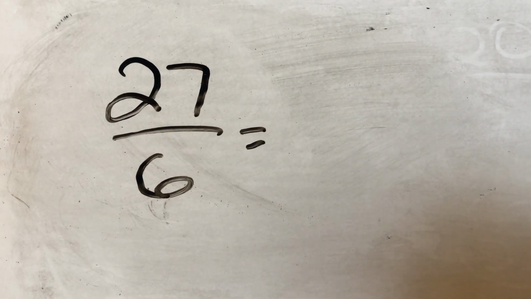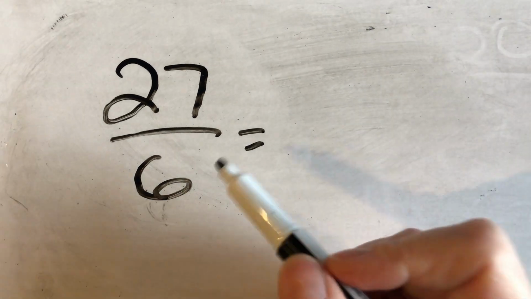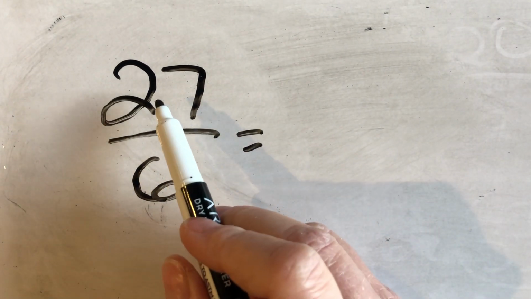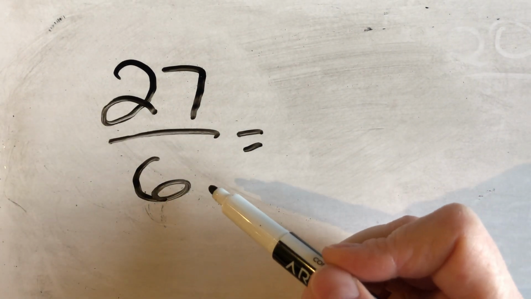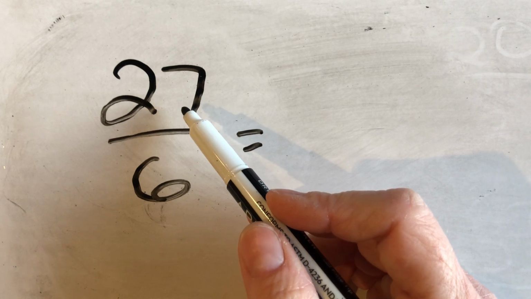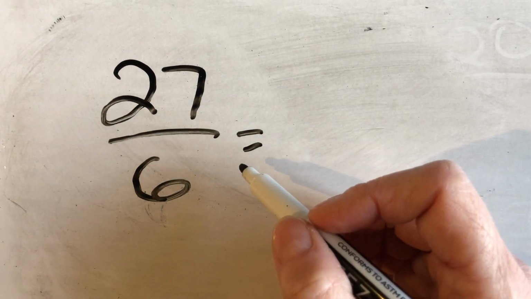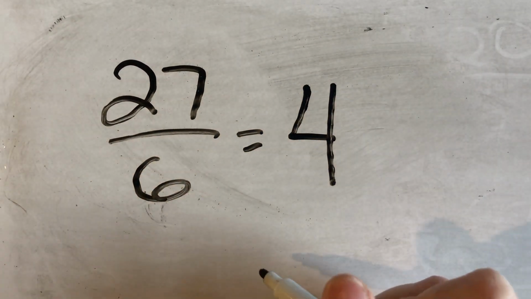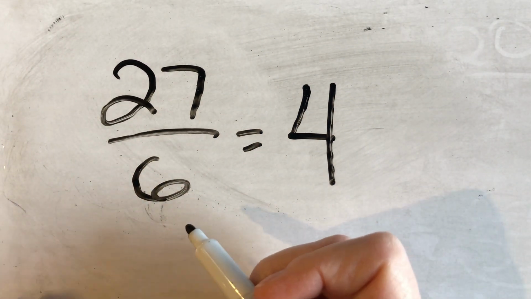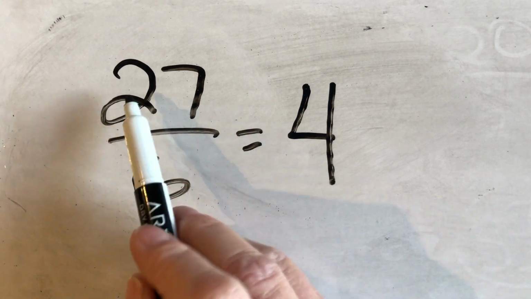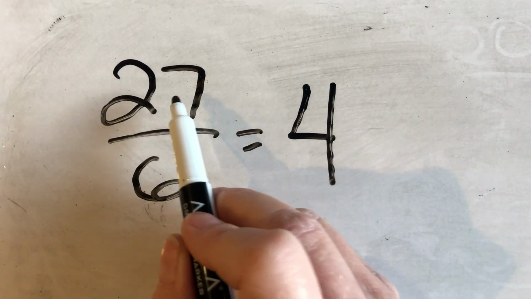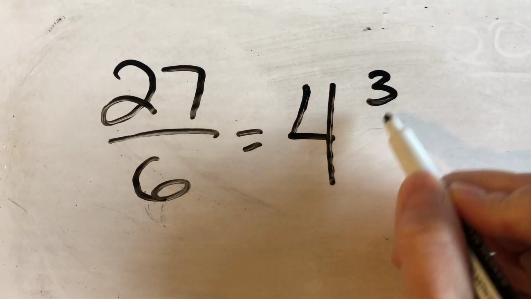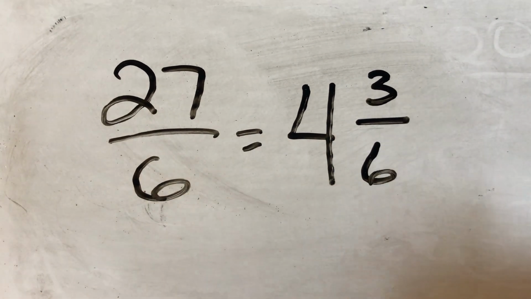Press pause and then press play when you are ready. Okay, so I want to know how many 6/6 there are in 27. I can count up by 6 to 27 without going over, and I know that 6 times 4 is 24. So that means my whole number is 4. I can do 6/6 4 times. That would give me 24/6. 24 plus 3 is 27, and my denominator doesn't change.